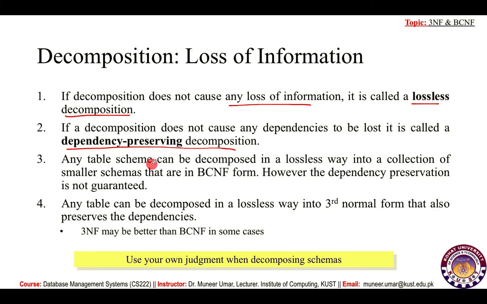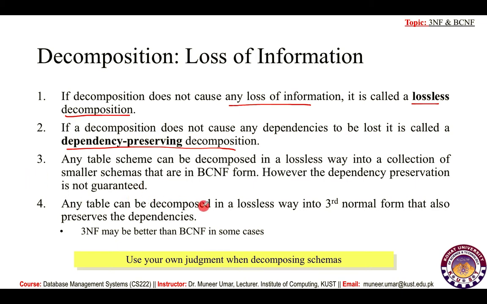Any table scheme can be decomposed in a lossless way into a collection of smaller schemas that are in BCNF form. However, the dependency preservation is not guaranteed. Actually, when we decompose a table due to BCNF, then the collection of data or the information will be lossless. There will be no loss of information, but the dependencies may be lost. So the dependency preservation is not guaranteed in BCNF. We may lose some dependencies among the attributes when we decompose a table due to BCNF.